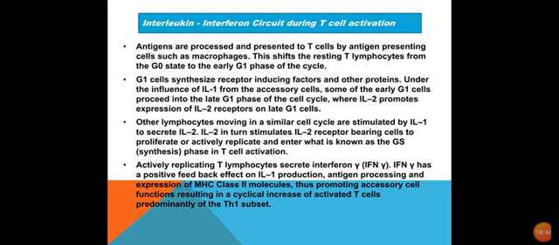Interleukin-2 in turn stimulates interleukin-2 receptor-bearing cells to proliferate, or actively replicate, and enter what is known as the S synthesis phase in the T cell activation. Actively replicating T lymphocytes secrete interferon gamma. Interferon gamma has a positive feedback effect on interleukin-1 production, antigen processing, and expression of MHC class 2 molecules, thus promoting accessory cell functions, resulting in a cyclical increase of activated T cells, predominantly of the T helper 1 subsets.